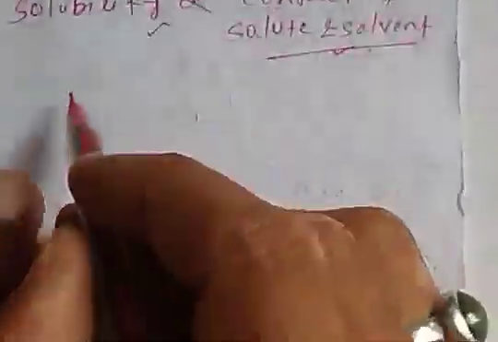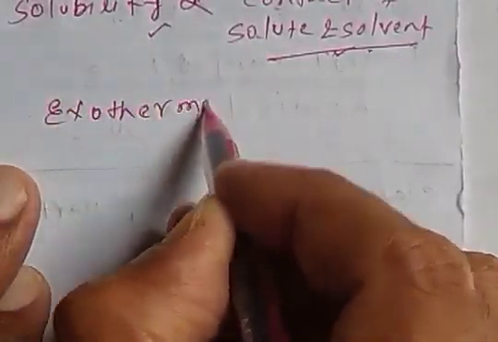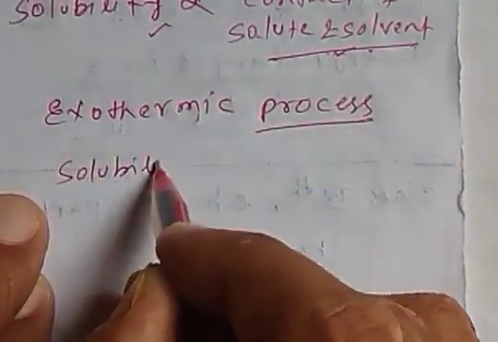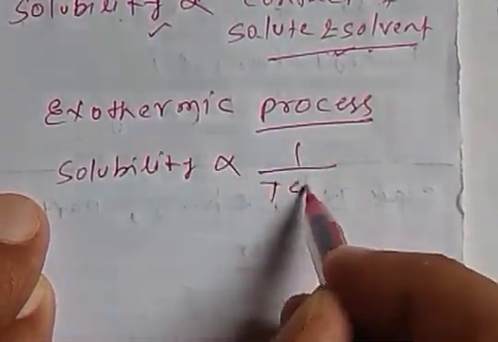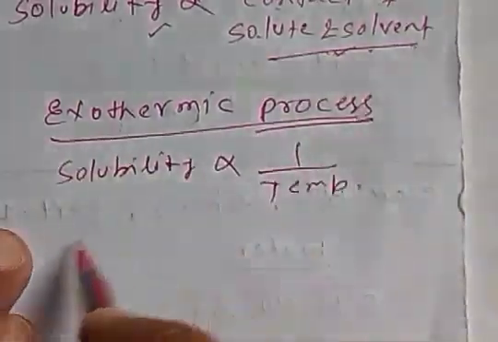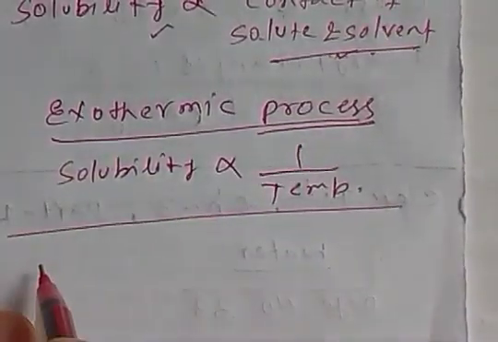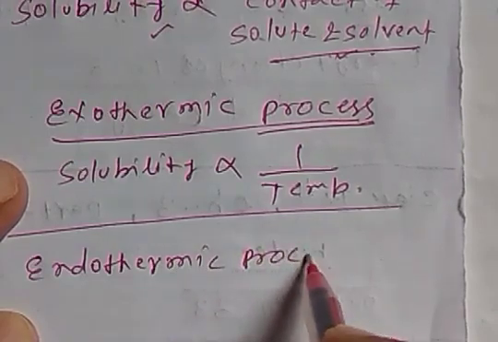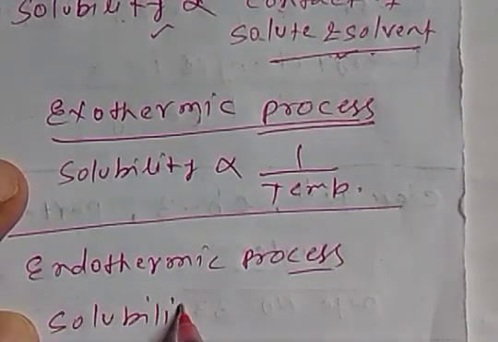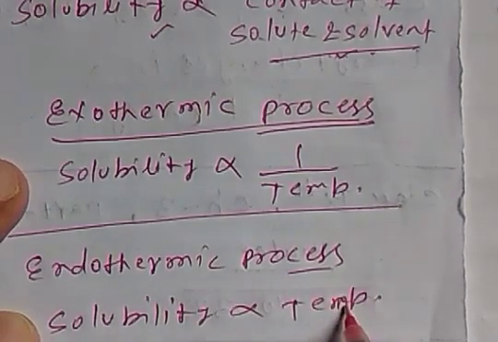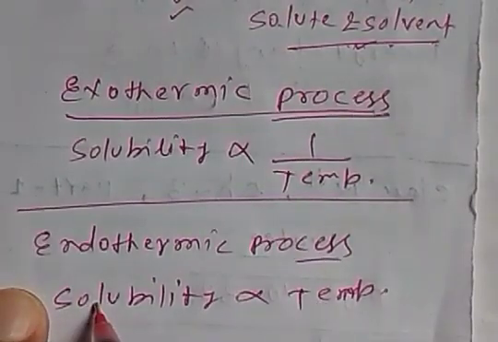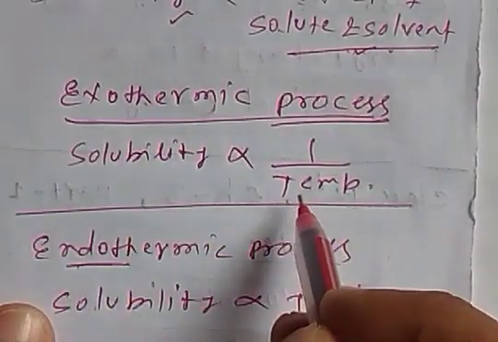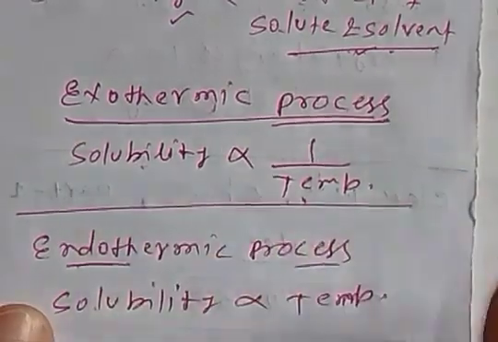So in the case of an exothermic process, solubility is inversely proportional to the temperature. But in the case of an endothermic process, solubility is directly proportional to the temperature. That means if temperature increases, then solubility will increase in the case of an endothermic process. But in the case of an exothermic process, if temperature increases, then solubility will decrease and vice versa.